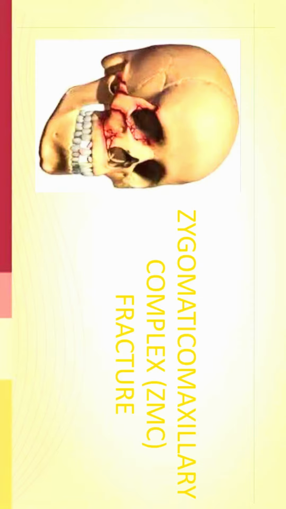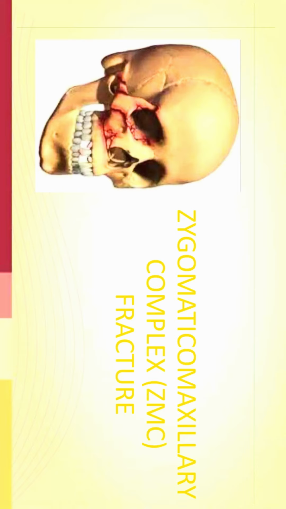Hello everyone. Today I am going to start with the topic zygomaticomaxillary fracture. ZMC refers to the skeletal unit formed by the zygomatic bone and maxilla. These two bones are referred to as a complex because of the structural and functional relationship between them. They articulate with each other over a wider area, and any traumatic impact on one bone generally influences the other.